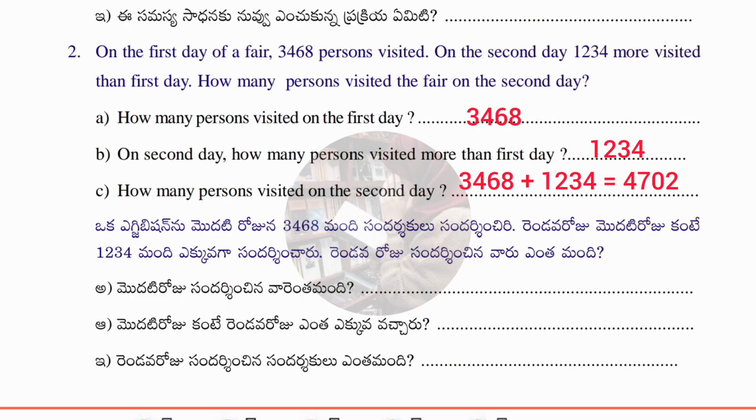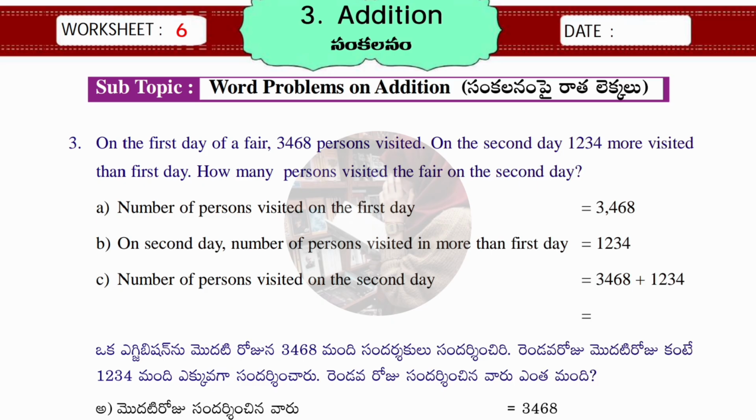Okay, so now we'll move to the third question, means same question but different sub questions. Number of persons visited on the first day 3468. On second day, number of persons visited more than first day is 1234. Third point, number of persons visited on the second day, means total first day persons and more persons, means 3468 plus 1234. So total how many persons? 4702. So on second day in the fair, total 4702 persons visited. Understood? Okay then.